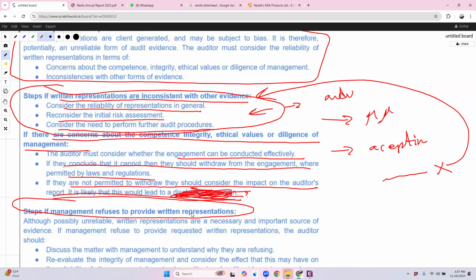Yes, an auditor can also make a mistake, where he accepted a client and did not properly have an understanding about the management's integrity. During the audit, if he finds something like this, then he can also resign. Got it?